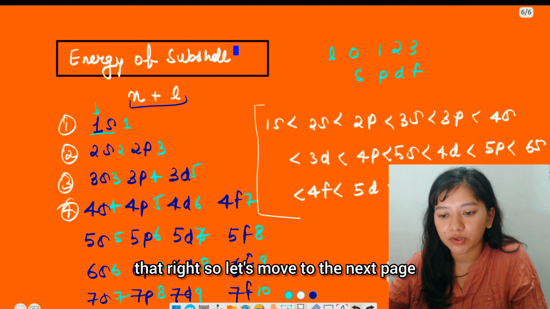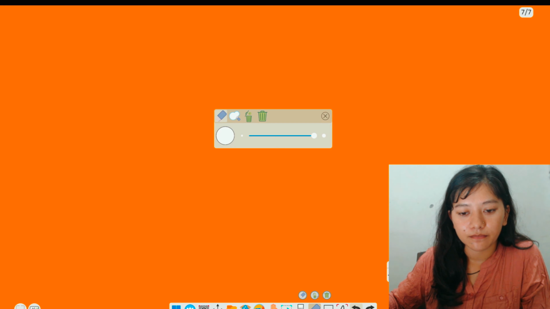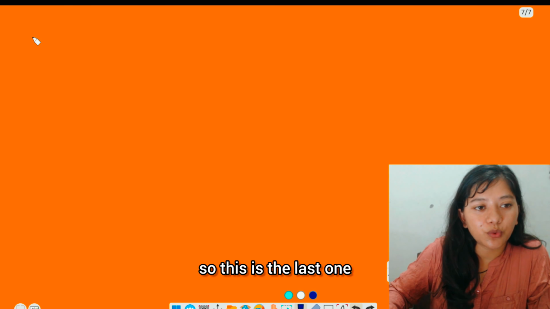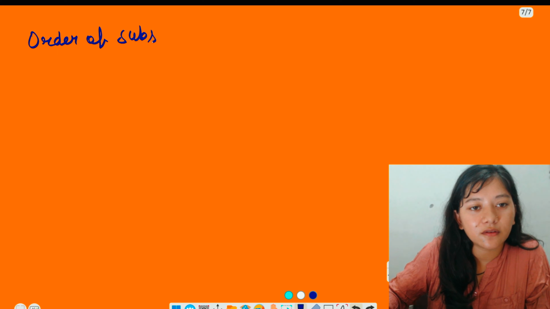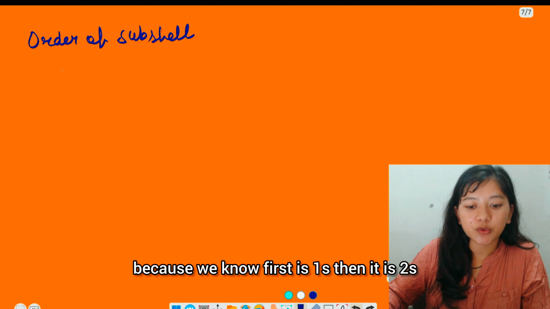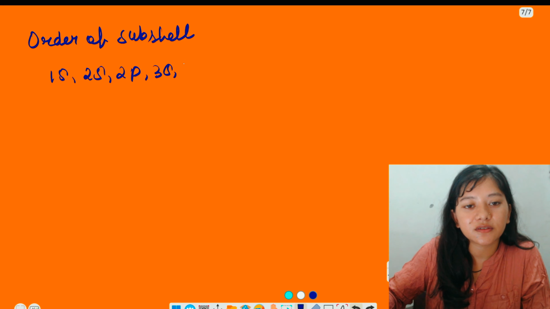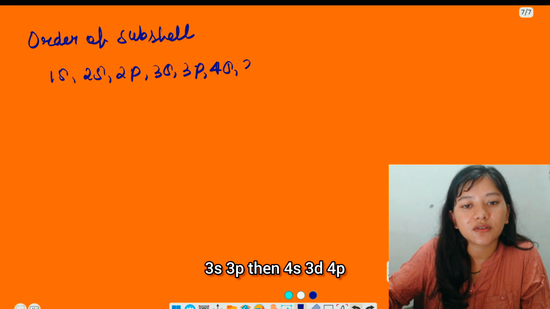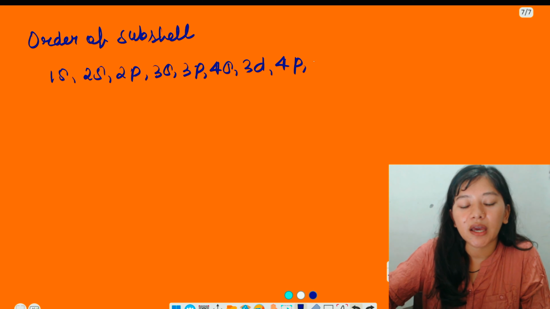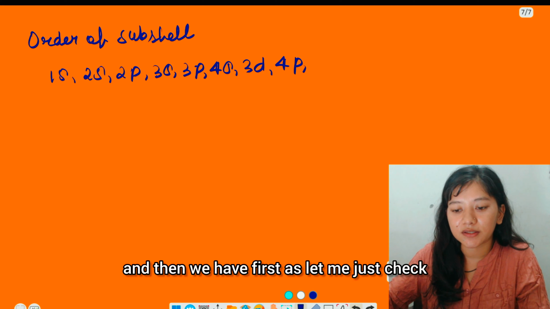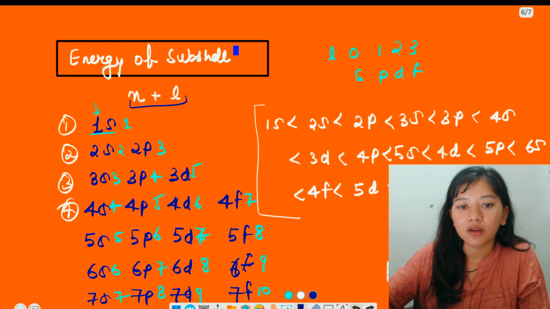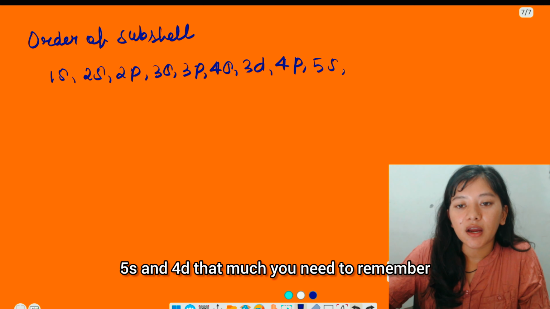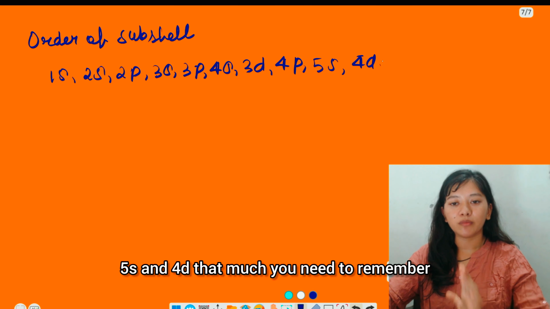So let's move to the next page. This is the last one, and that is the order of the subshells, right? We know first is 1s, then 2s, 2p, 3s, 3p, then 4s, 3d, 4p, and after 4p we have 5s and 4d. That much you need to remember till now.